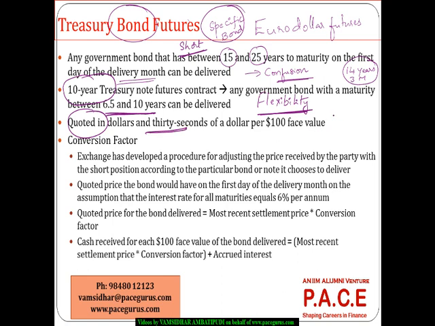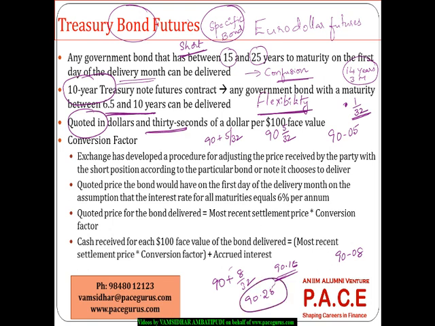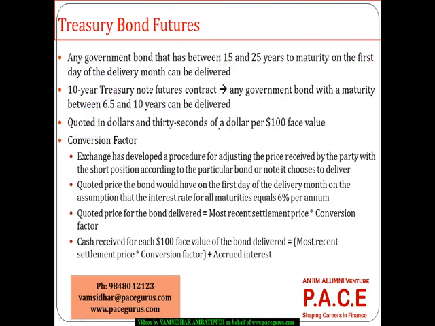When I say dollars and 32nds, it is like 1 by 32. So if the quote is, let's say, 90-05, it is as good as 90 plus 5 by 32. Probably it could go with 90 point some 15 or 16. So that would be the typical pricing. In case it is quoted as 90-08, it is as good as 90 plus 8 by 32. It's as good as 90.25. So it's always quoted in 32nds, and they are always quoted as dollars and 32nds of a dollar per $100 of the face value.